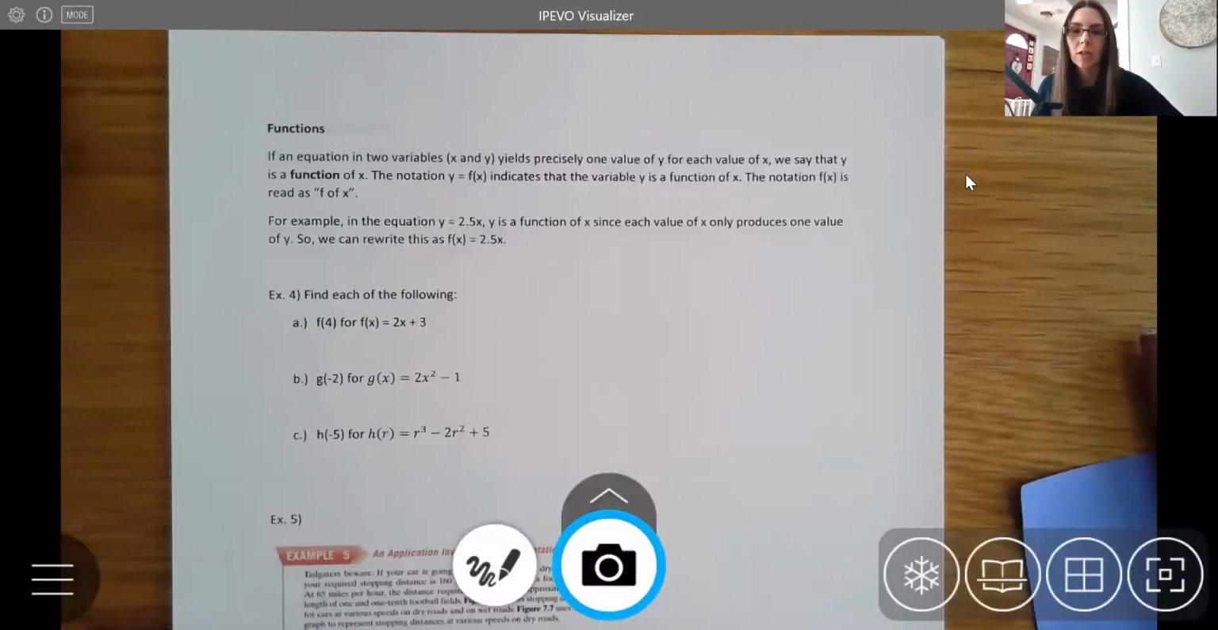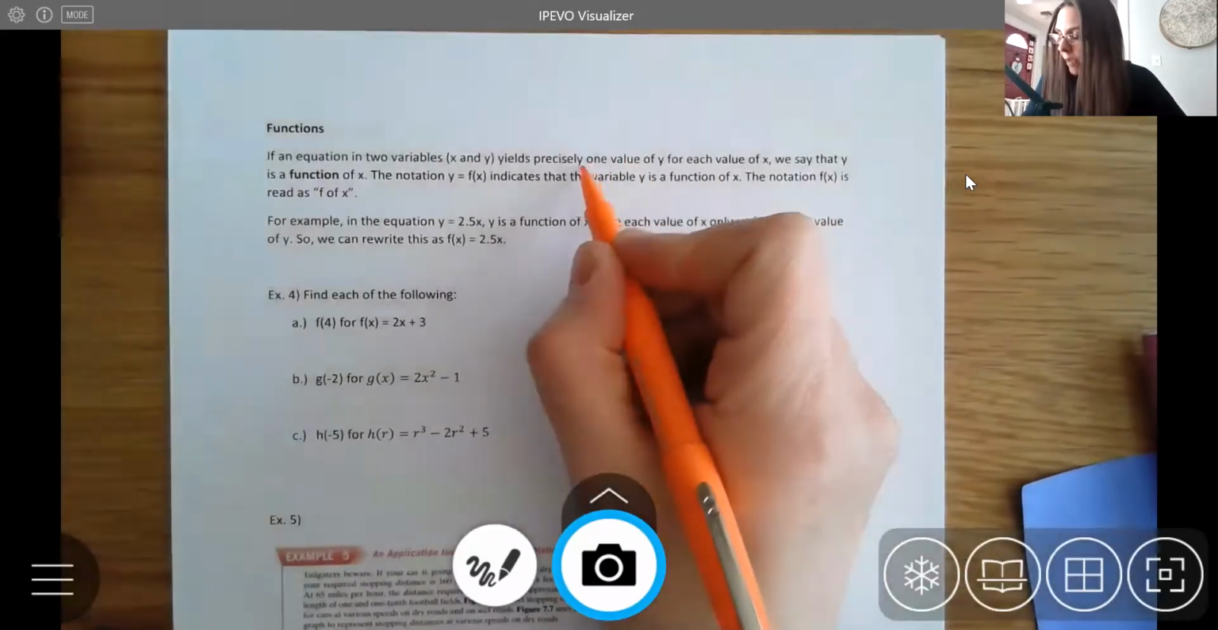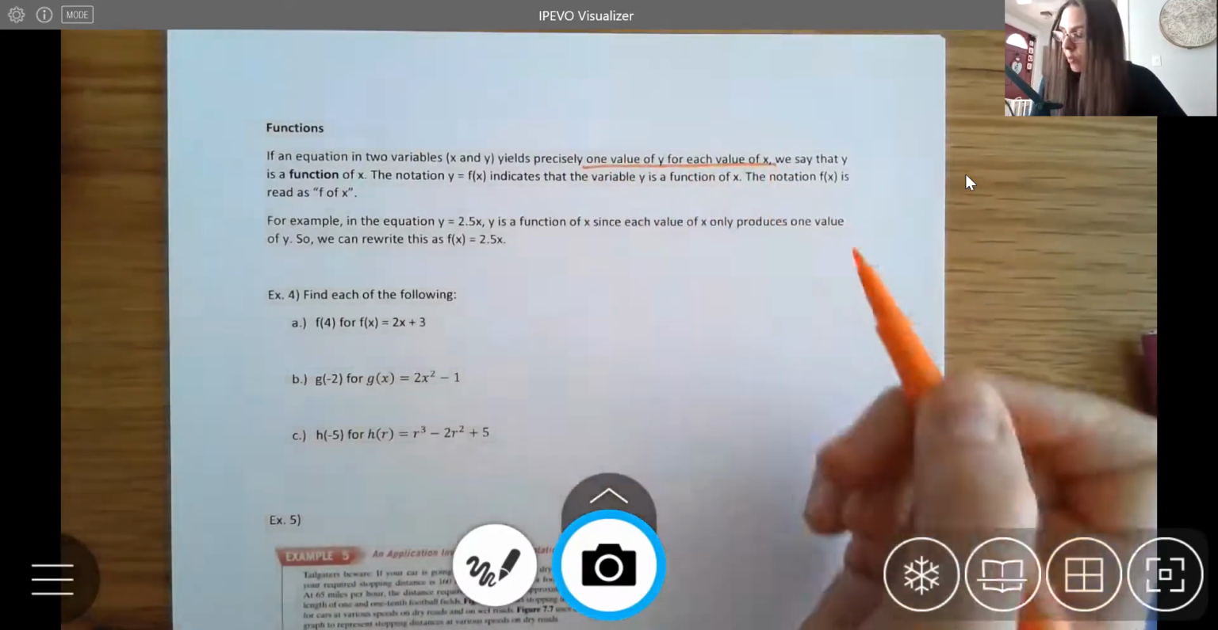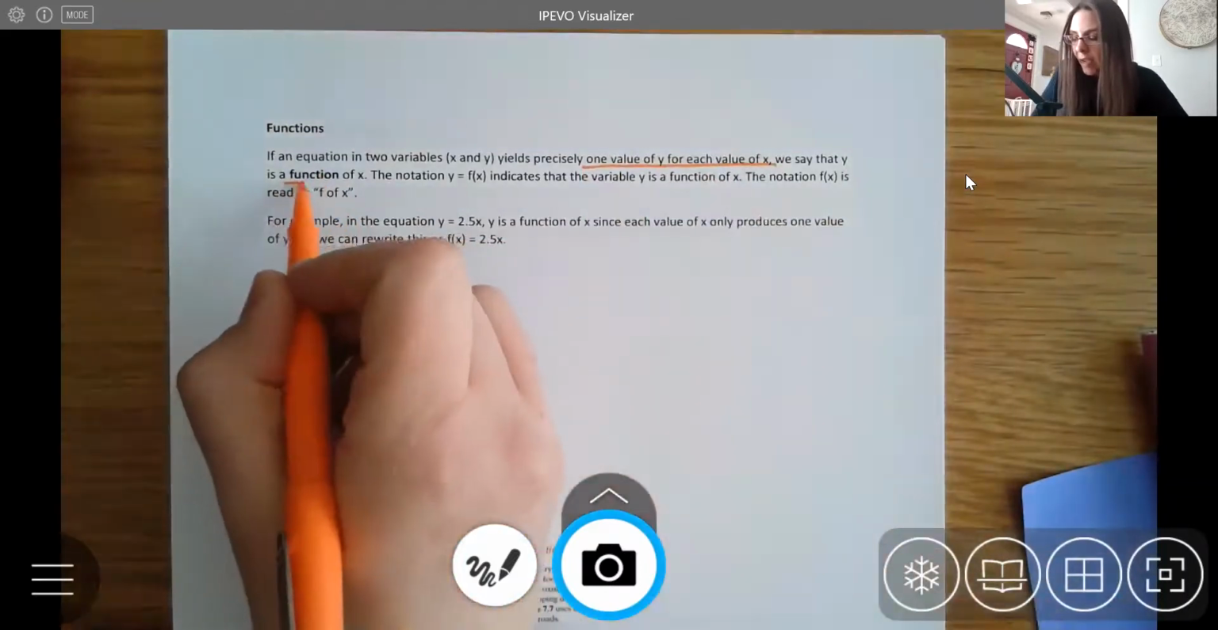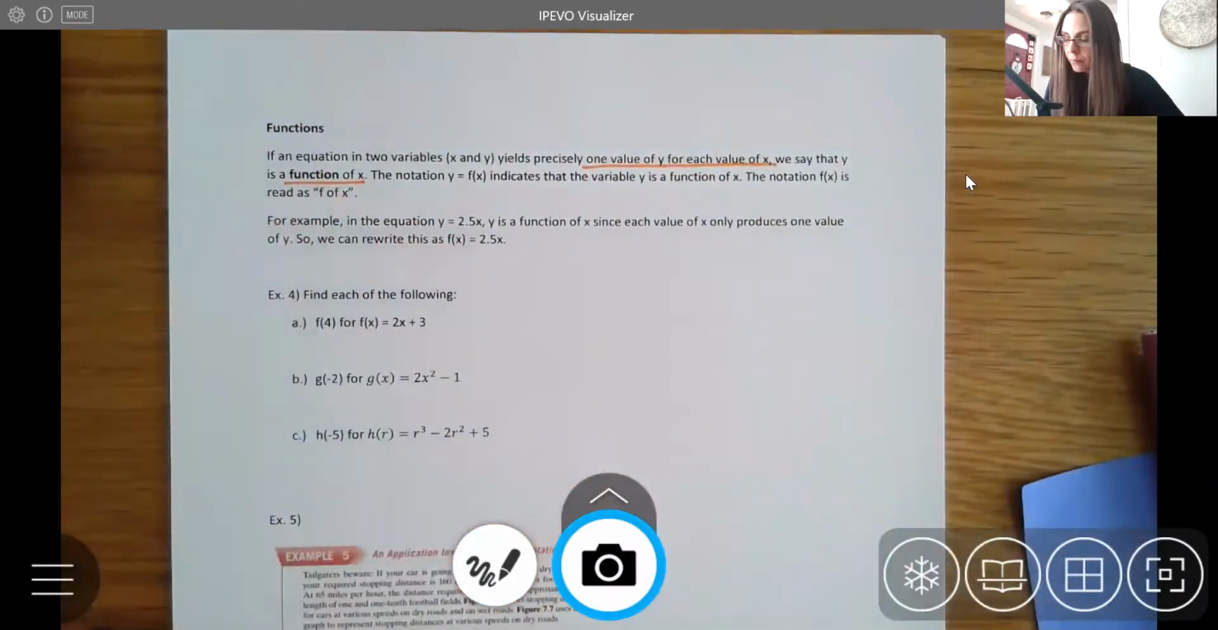Next, I want to talk about functions, and functions are special types of equations or special types of graphs. So if an equation in two variables yields precisely one value of y for each value of x, then we say that y is a function of x.